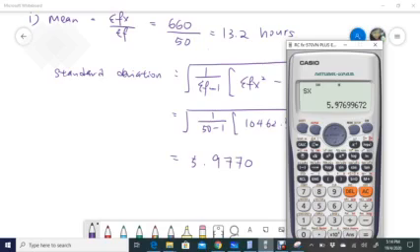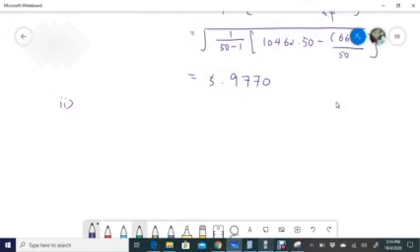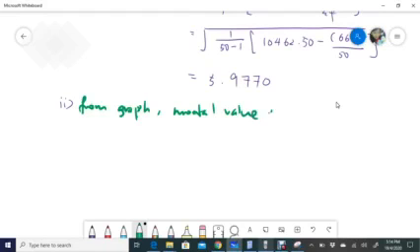After that, the modal value. The modal value is from your histogram, not the ogive. From the graph. We'll proceed with this later. Always proceed with your calculation first. Okay, C.